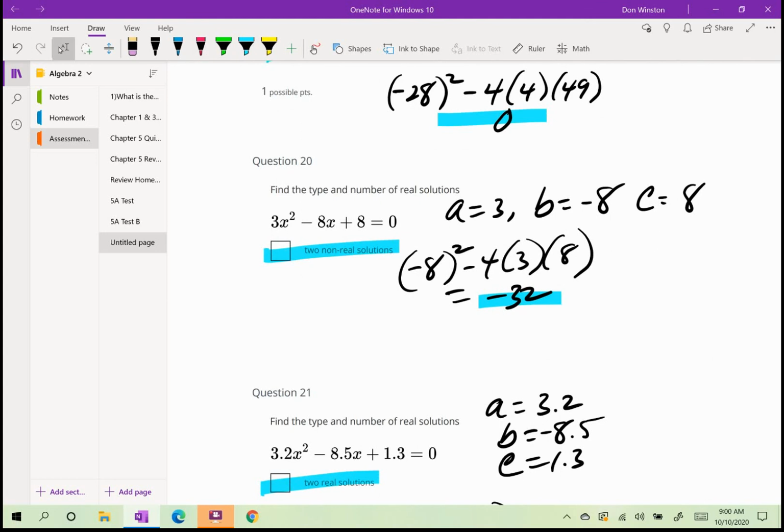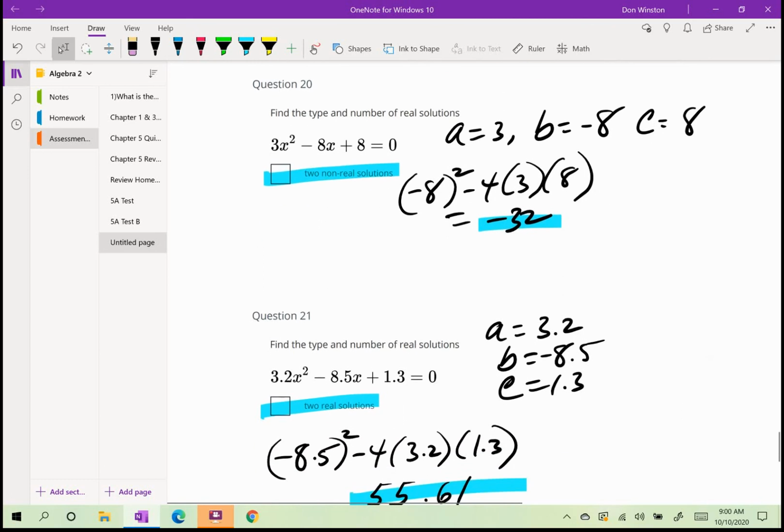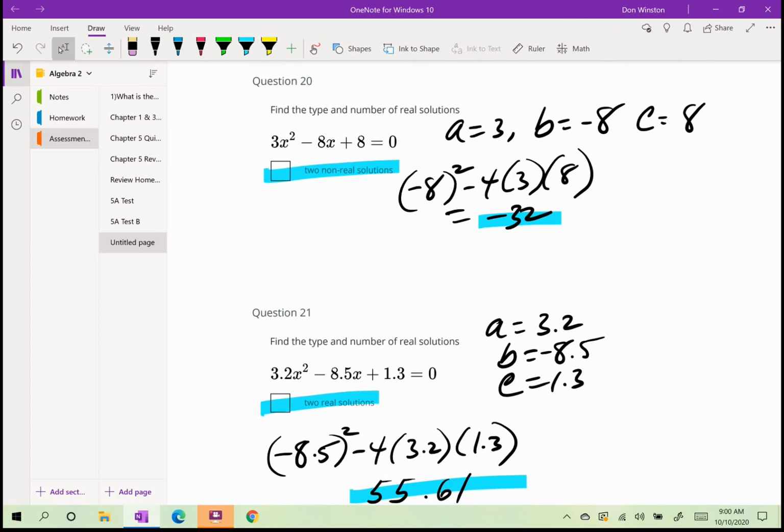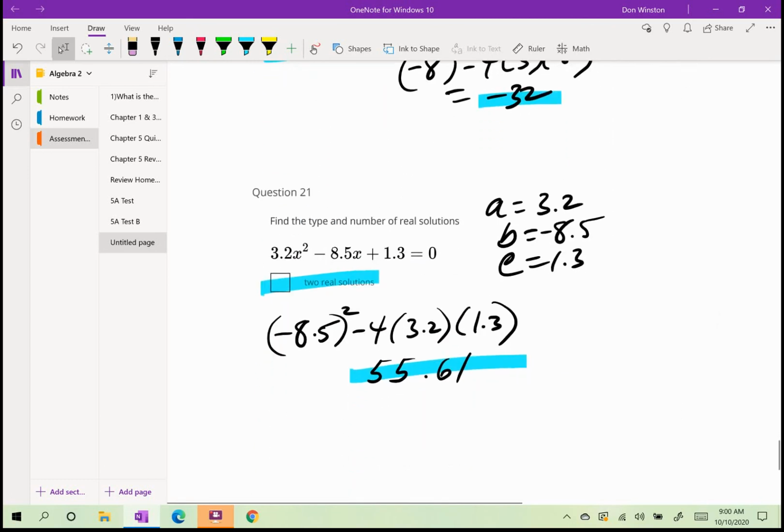We have two non-real solutions, imaginary roots. No real solutions. Complex numbers. Imaginary roots. And then the last one here, we get, for our discriminant, 55.61, so it's positive. So we have two real solutions. That parabola, that quadratic somewhere, is going to cross the x-axis in two places.